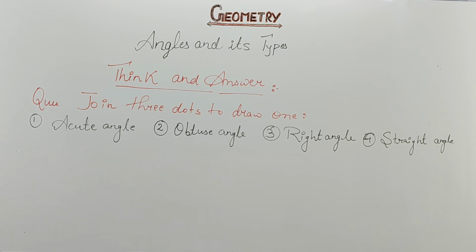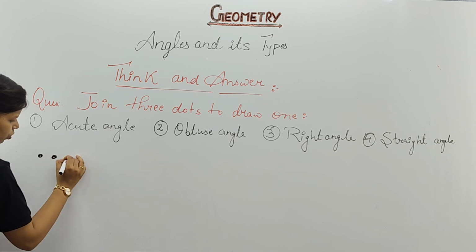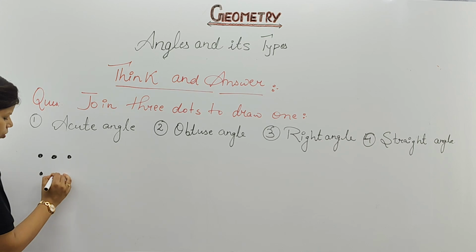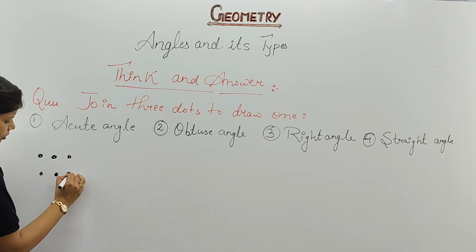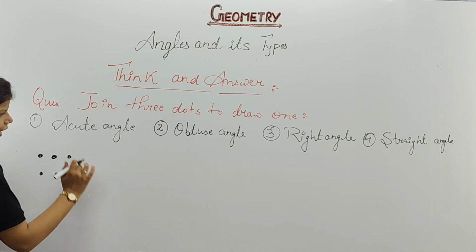Now you have to draw points and then you have to join them. Like I am going to draw the 6 points. First I will draw for this one, acute angle. 1, 2, 3 and here 4, 5, 6. I hope it is visible. Clear? This is for acute.